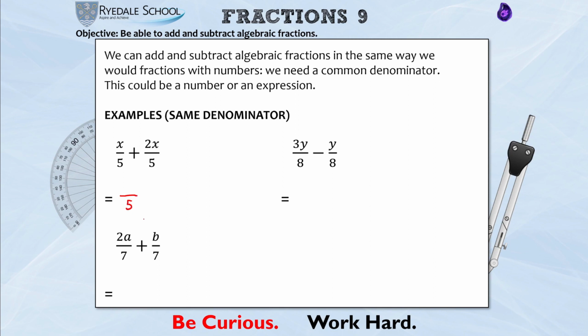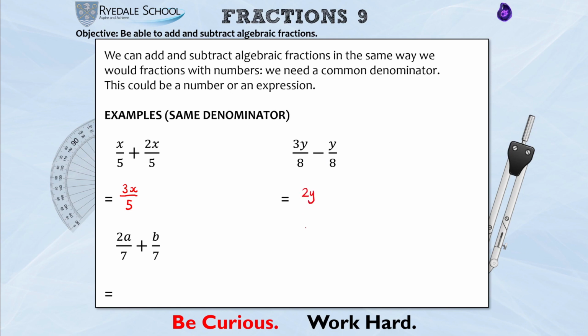Well, all we have to do this time is add the algebra. And x, add another 2 x's, is 3x. So the answer to this one is just 3x over 5. Similarly, on my second fraction, you can see the denominators are already the same, so I can just subtract my numerators straight away. And if I have 3y's and I subtract another y, I would be left with 2y's.